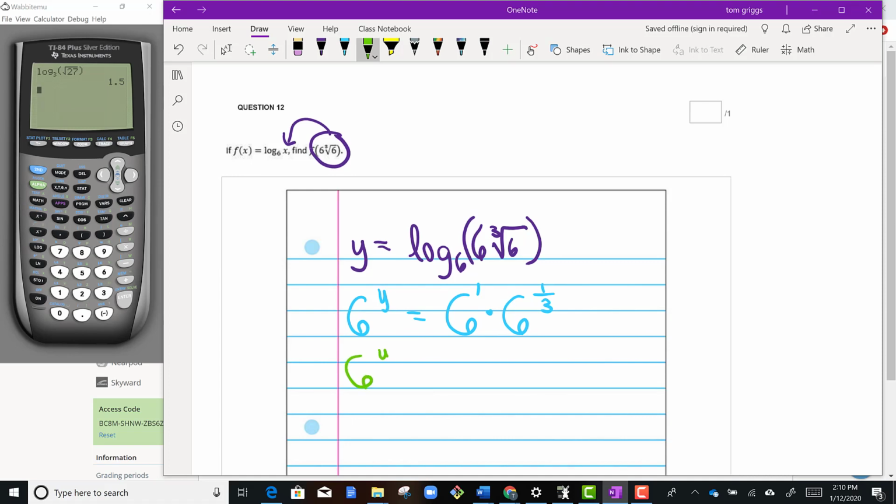So this is 6 to the y power. 1 plus 1/3 is 4/3. And we already have the same base of 6. So y equals 4/3.